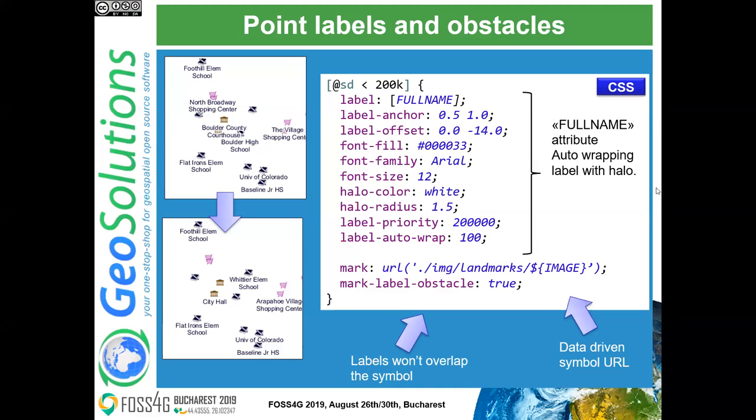So here we are labeling by full name of commercial activities and schools. And then we are anchoring the labels below the symbols. We are prioritizing them compared to other labels. We are auto-wrapping long names at 100 pixels and so on.